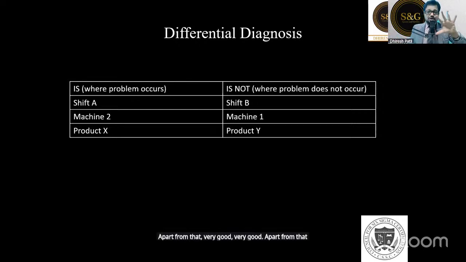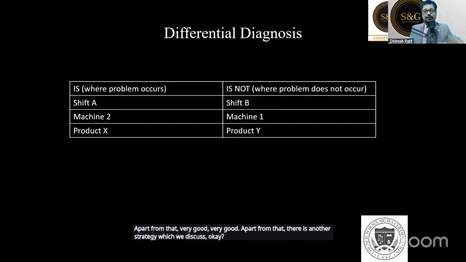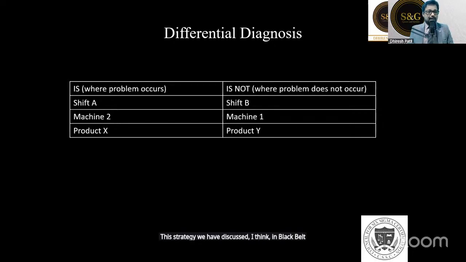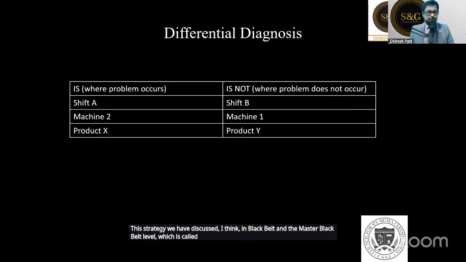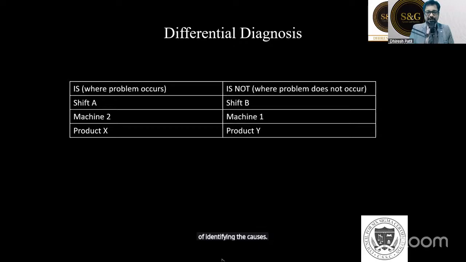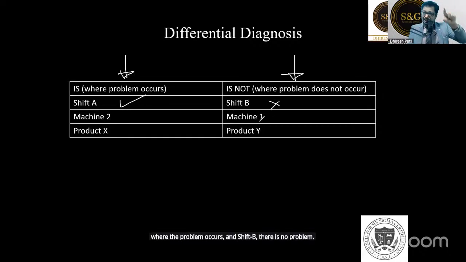Apart from that, there is another strategy which we discuss. I think we have discussed this strategy at the black belt and master black belt level, which is called the differential diagnosis strategy of identifying the causes. What is differential diagnosis? Identify where the problem is occurring and where it is not occurring. For example, in which shift is the problem occurring? Shift A. Sometimes there is a time related problem. Sometimes the problem occurs only in shift A and in shift B there is no problem, and that's a trend.